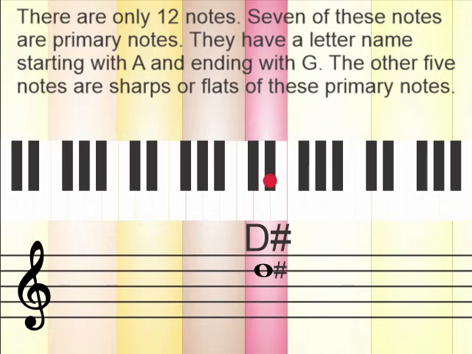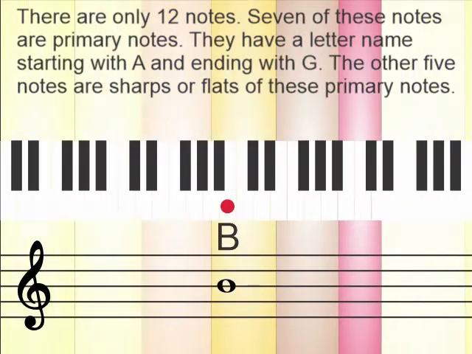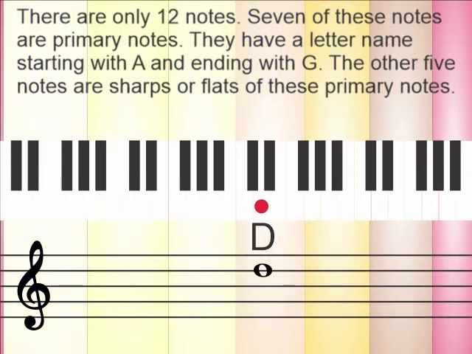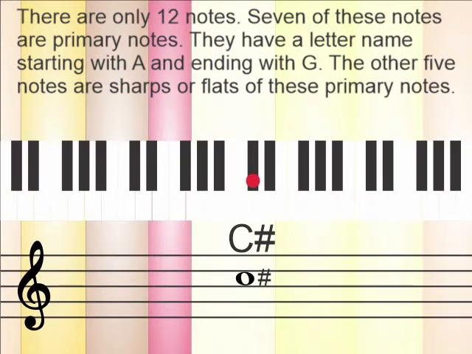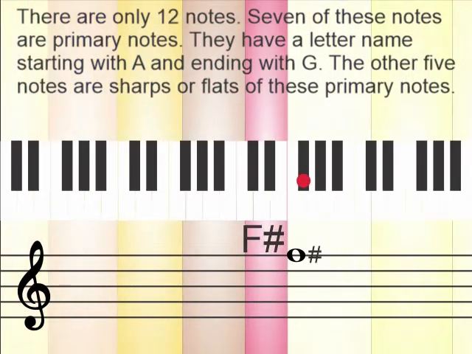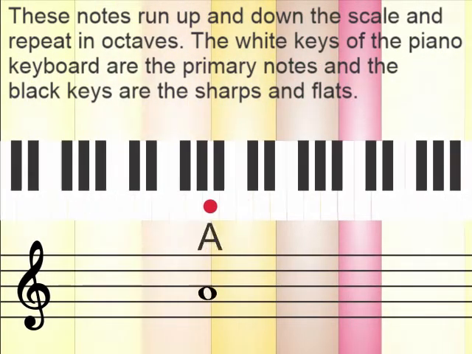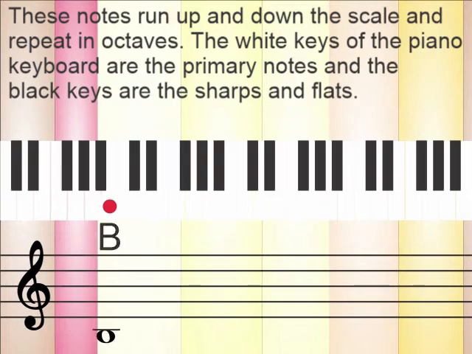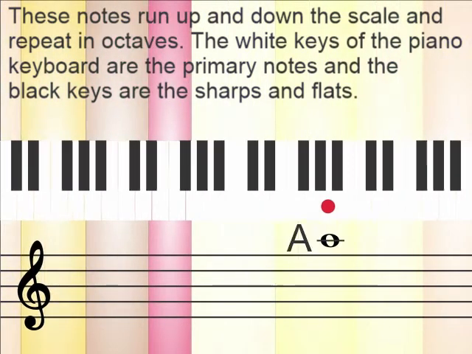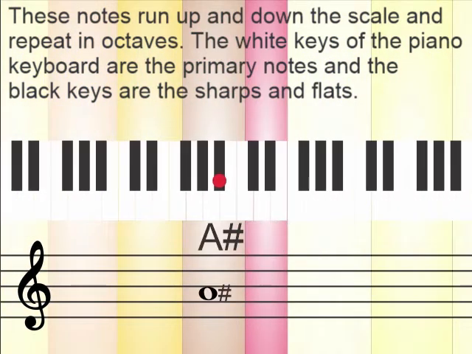There are only 12 notes. 7 of these notes are primary notes. They have a letter name starting with A and ending with G. The other 5 notes are sharps and flats of these primary notes. These notes run up and down the scale and repeat in octaves. The white keys of the piano keyboard are the primary notes, and the black keys are the sharps and flats.